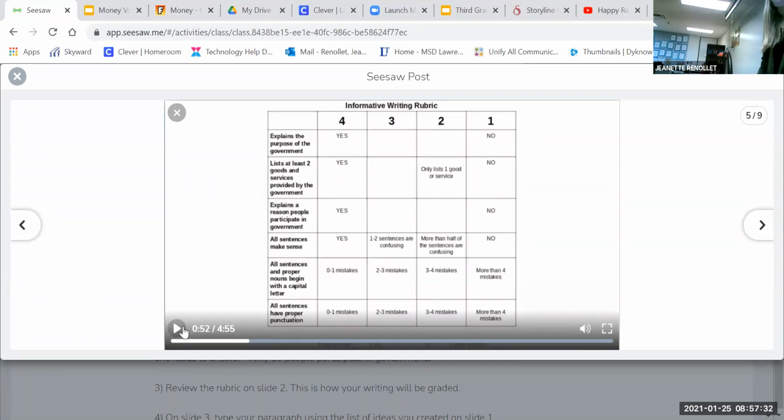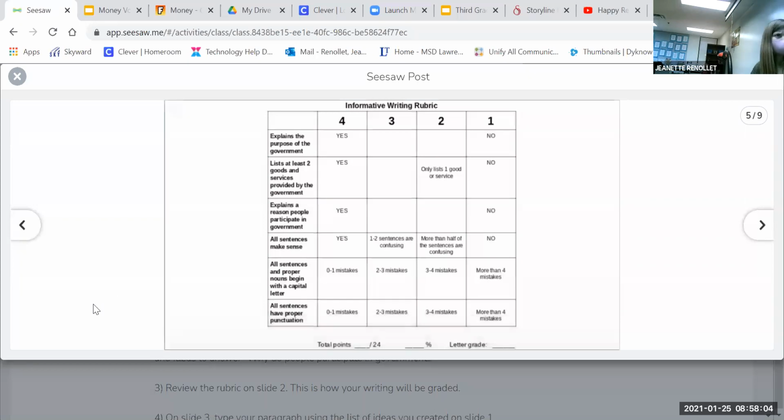Okay. And number 3, you're going to explain a reason people participate in government. What's a reason people work in the government, or people like you and me, how do we participate in the government if our job is not the government? How do we participate? Okay, let's see what Mrs. Sousa does as she uses the rubric to check her own writing. This is a 3rd grade skill you need to know how to do.